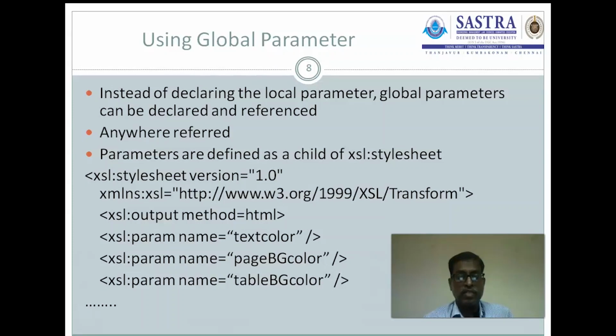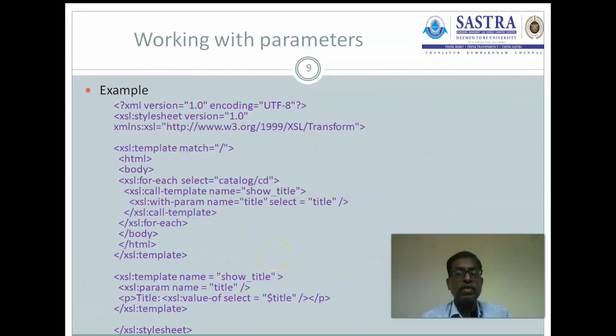Close the stylesheet. That is how to define a global parameter. We will see a detailed example in the next session. Before that, I'll give you a complete example here. The XML version equal to 1.0, encoding UTF-8, and the XSL stylesheet header is declared, version equal to 1.0, namespace is given, and then the remaining part of the XSL stylesheet is included here.